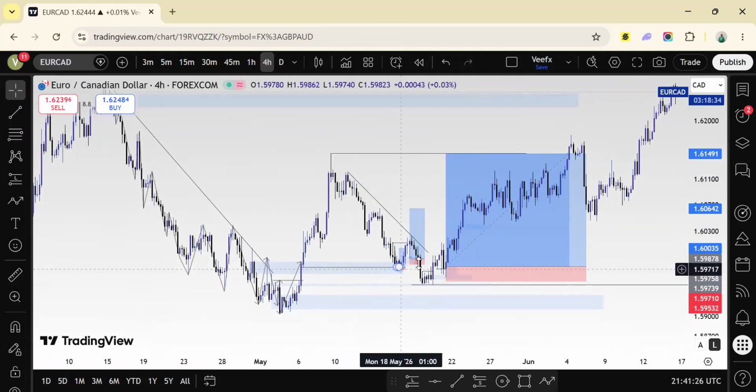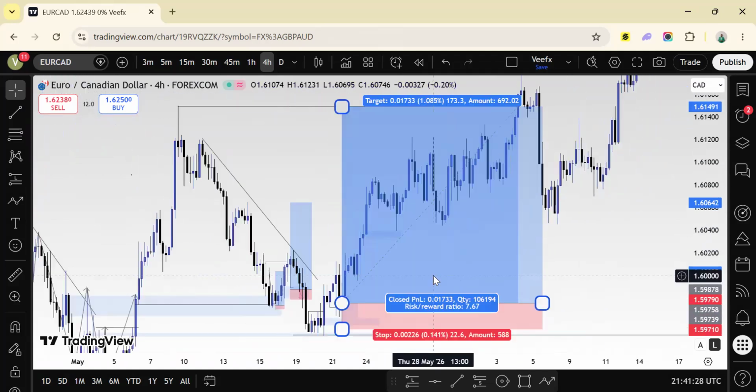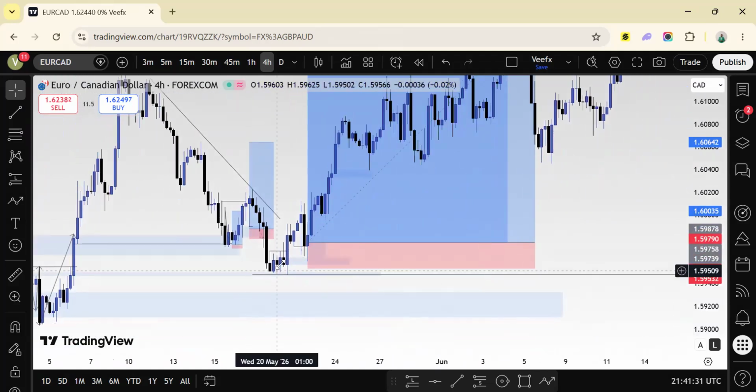Now, this was a bearish market, and then here there was a market structure shift. This was my last low, last high. My last low came and took out that last high. So this is my market structure shift.